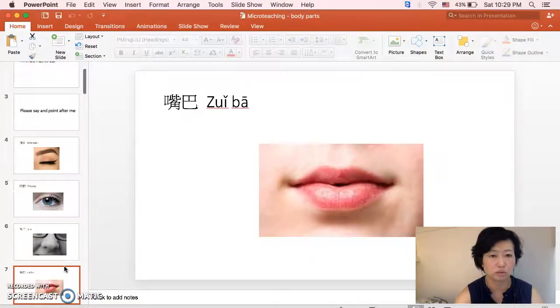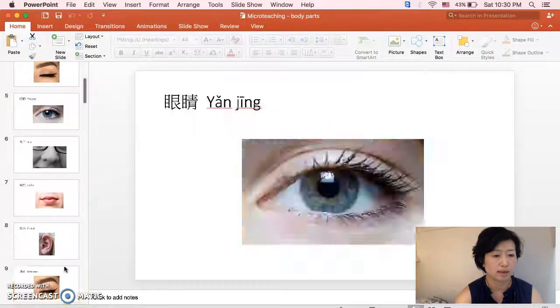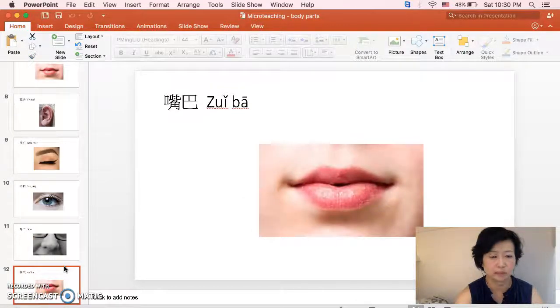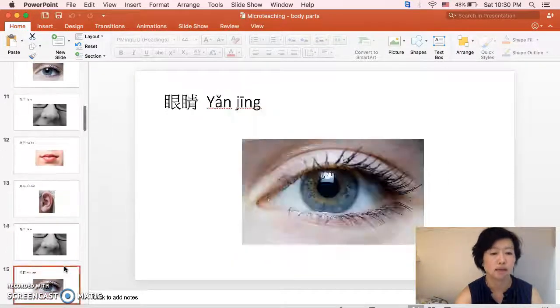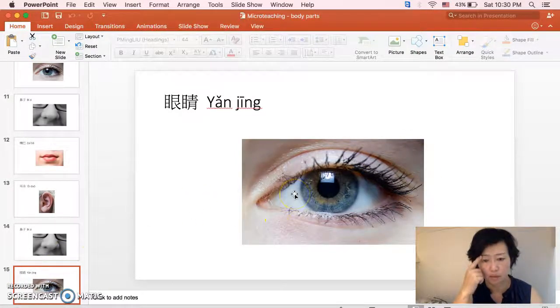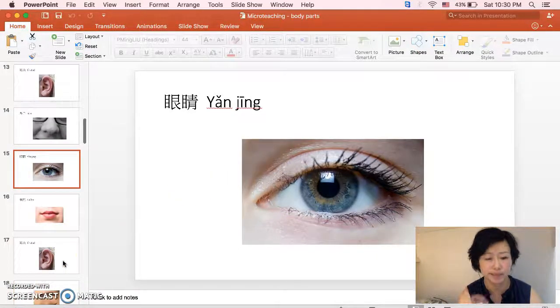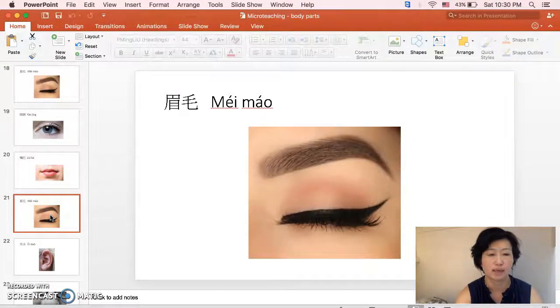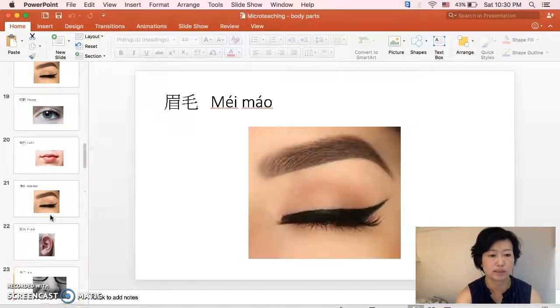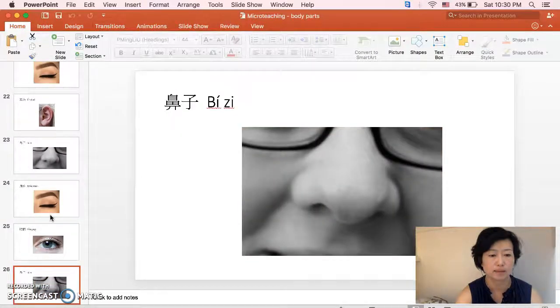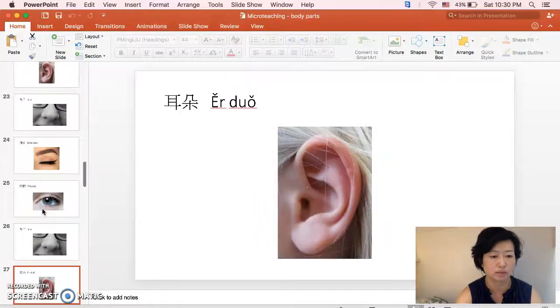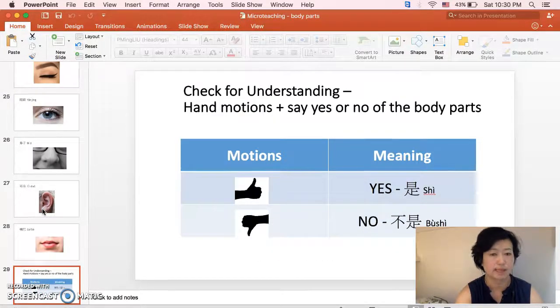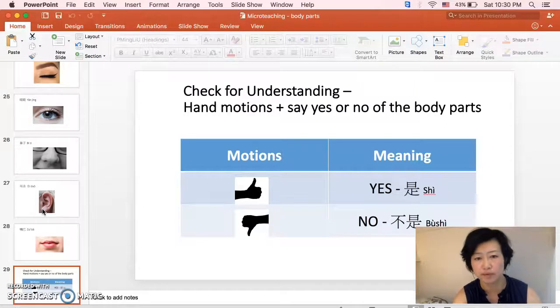So as we go through each body part, we do the same sequence of pointing to the picture and my own body part, and then saying it, and then they were shown out of order, like eyebrow, ears, nose, and eyes. They were out of order as well as we progress. And then I would stop to check for understanding.